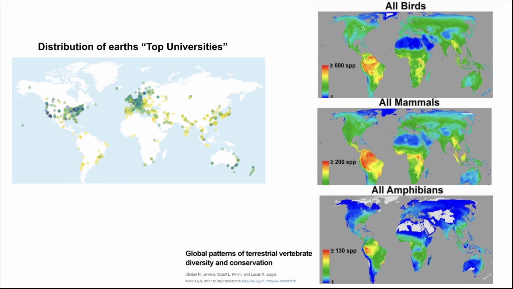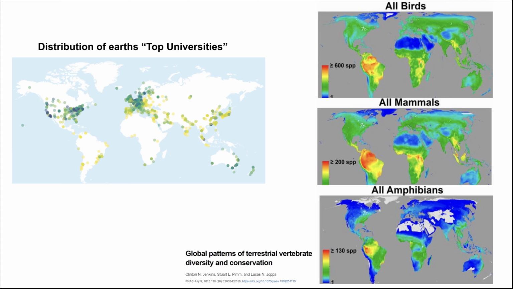And then we can think about how we might change that in the future. And so what do I mean by that? Well, on the left is the distribution of the top universities on Earth. So just think about this from a biological perspective. If we're trying to understand life on Earth, we're trying to understand living things, this is where all of the science goes through, right? It goes through the universities.